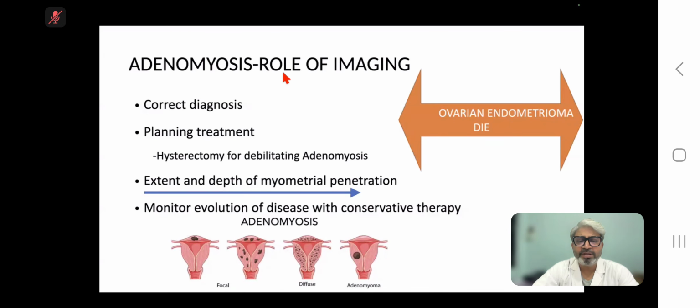Now, in adenomyosis, the role of imaging is for correct diagnosis and treatment planning, out of which hysterectomy is the mainstay, but certain other conservative newer therapies are also available. Now, our intent has to be to define the extent and depth of myometrial penetration of adenomyosis, and also look for the presence or absence of ovarian endometrioma or deep infiltrating endometriosis.